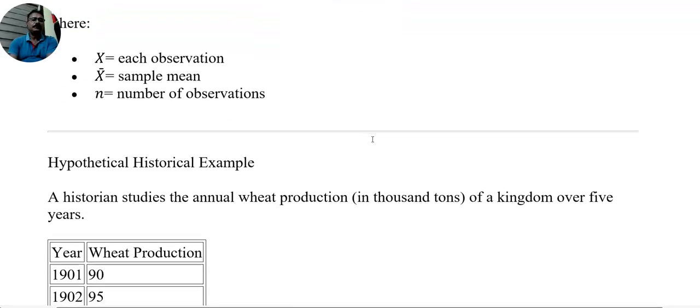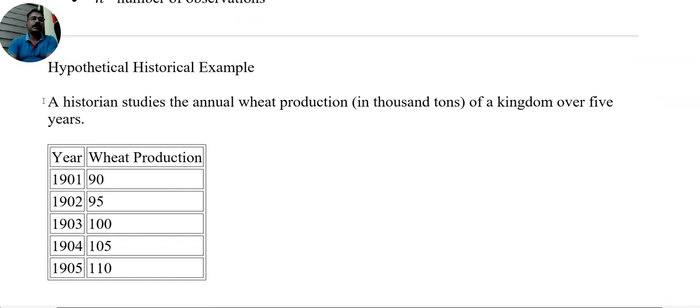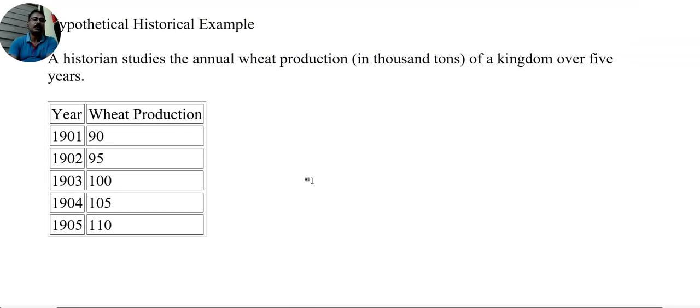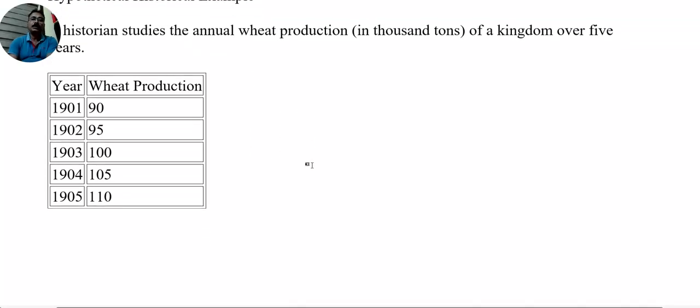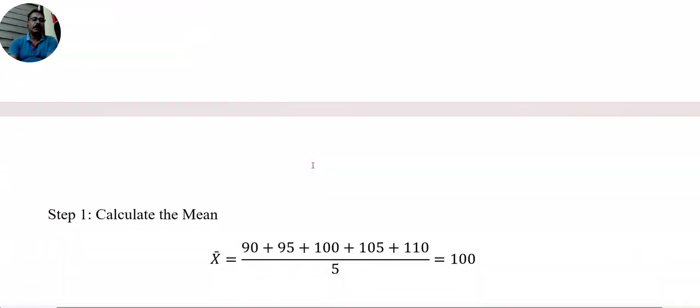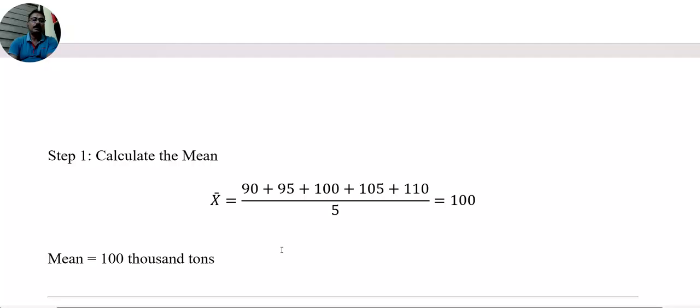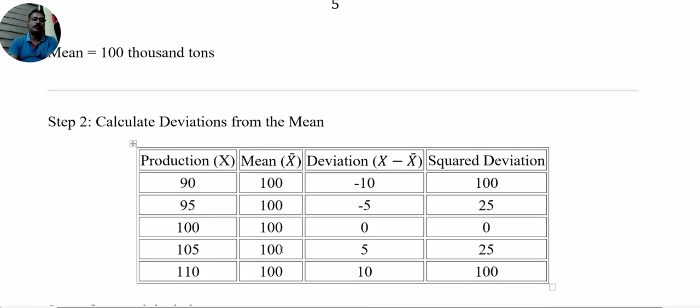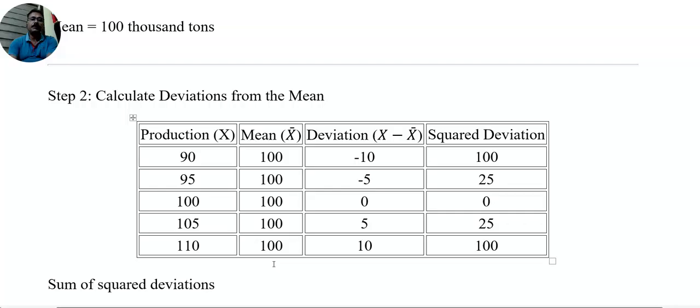Okay, a hypothetical historical example: a historian studies the annual wheat production, in 1,000 tons, of a kingdom over 5 years. This is hypothetical data. Now calculate the mean. First you calculate the mean, 100,000 tons. Then calculate the deviation. This is the data, this is the mean value. Subtract the mean value from each value. So 90 minus 100 is minus 10. In this way we calculate the deviation, x minus x bar.